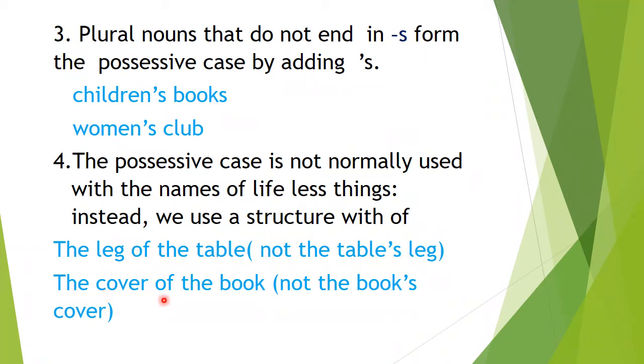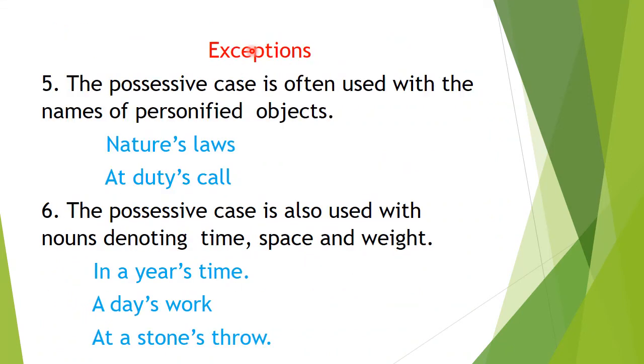The cover of the book. Don't write book's cover, it's the incorrect one. To show the possessive case of lifeless things, use the structure of, the leg of the table, the cover of the book. Next, exceptions. There are two exceptions here.